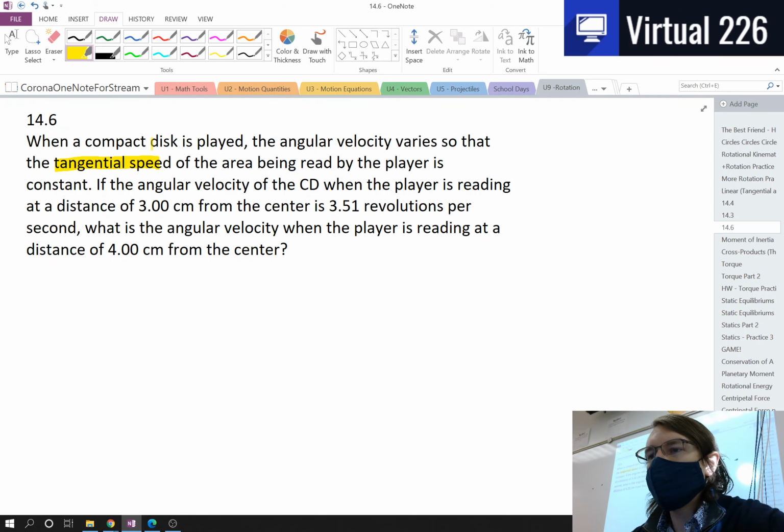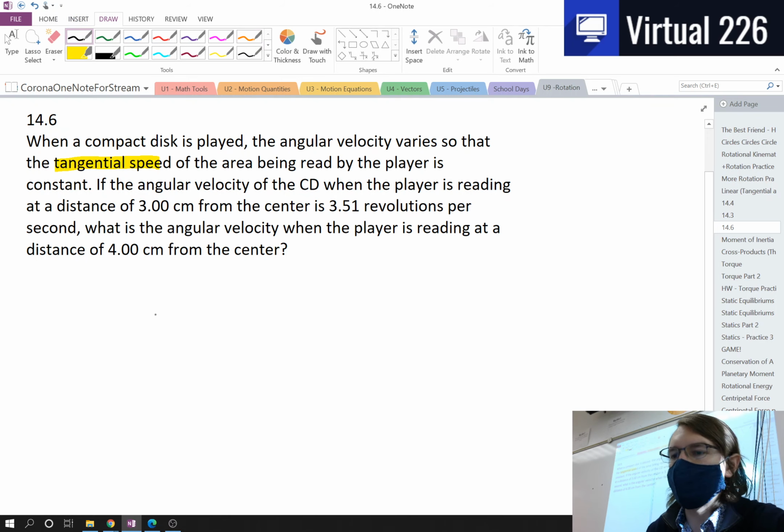So if we know that the angular velocity can change, but the linear, the tangential velocity is staying constant, then how can we figure out the following? If we know that the angular velocity, omega, of the CD, when the player is reading at a distance of 3 centimeters from the center, is 3.51 revolutions per second, what's the angular velocity when the player is reading at a distance of 4 centimeters from the center? Okay, that's a lot to take in, so let's just doodle a picture here, okay?